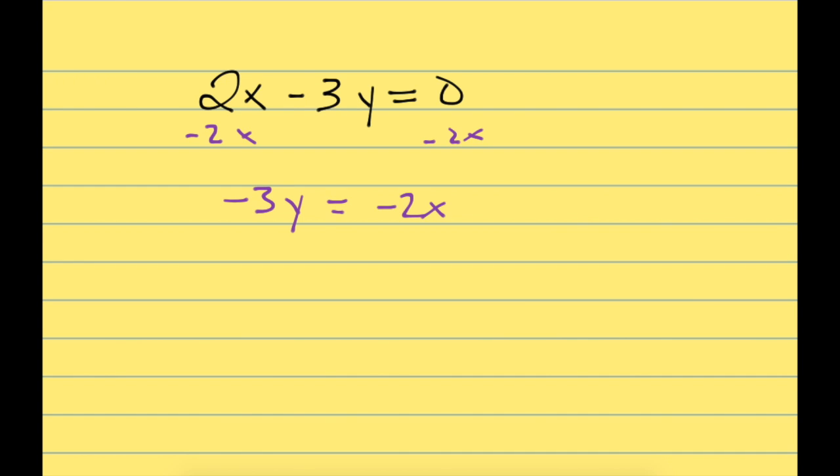So if we're given 2x minus 3y equals 0, we want to solve for y. So we subtract the 2x from both sides, which gives us negative 3y equals negative 2x. Then we divide by negative 3. We get y equals 2/3 x. So this is in that direct variation form, and 2/3 is our constant of variation.